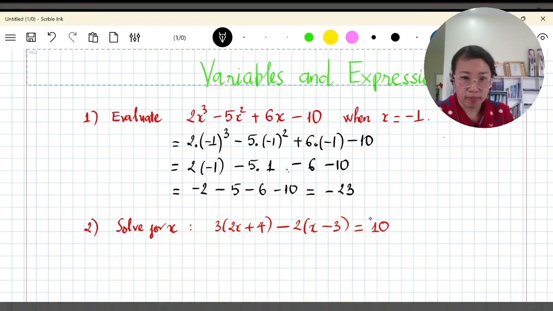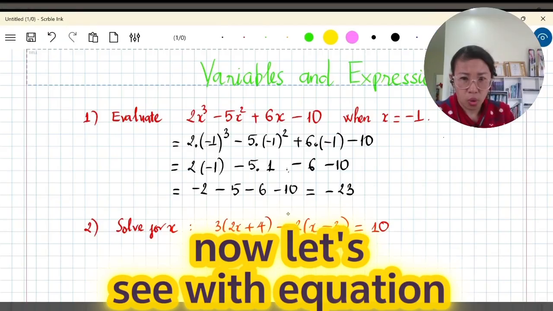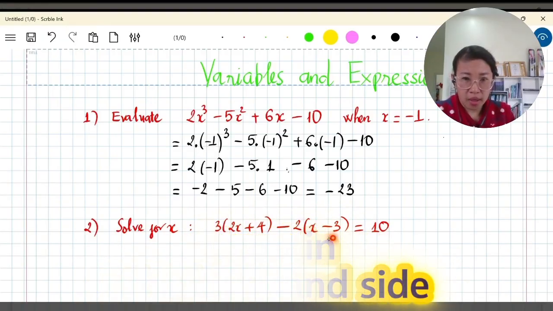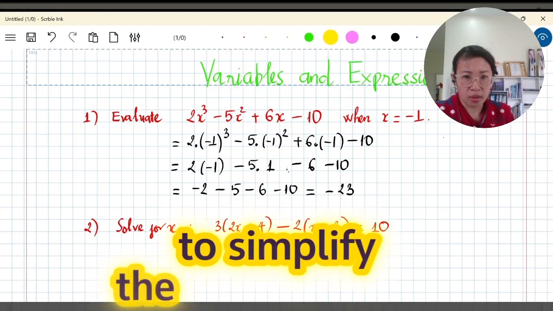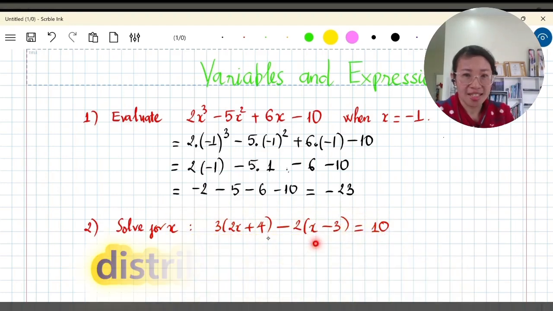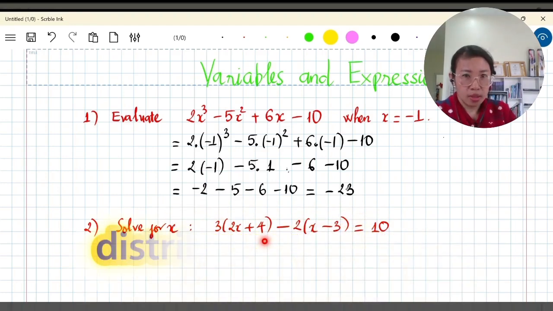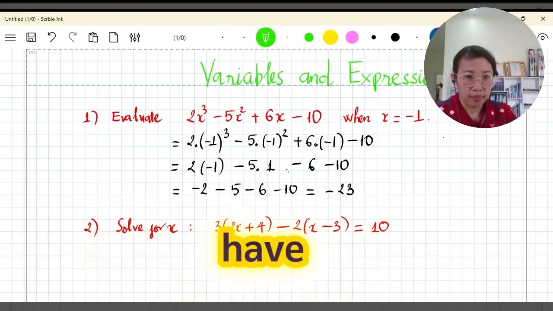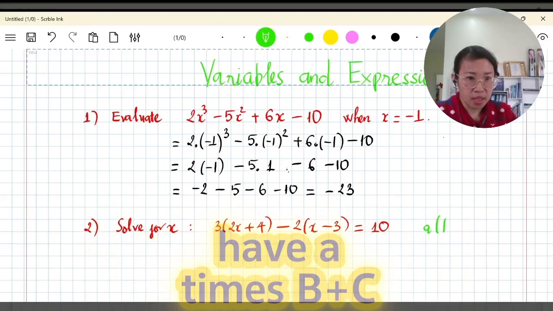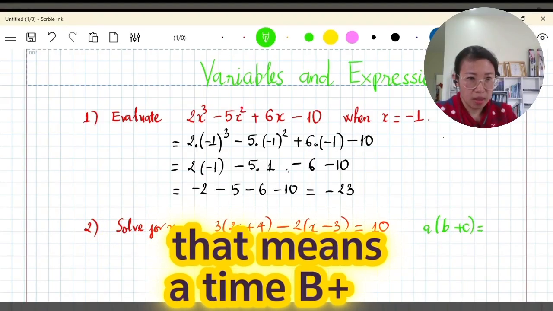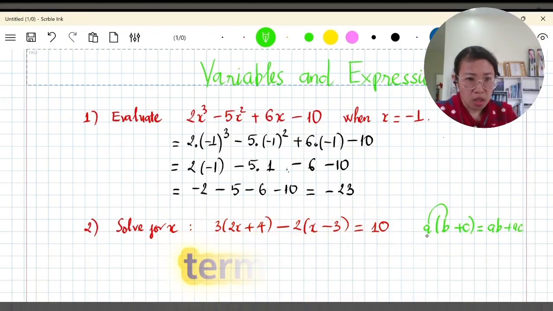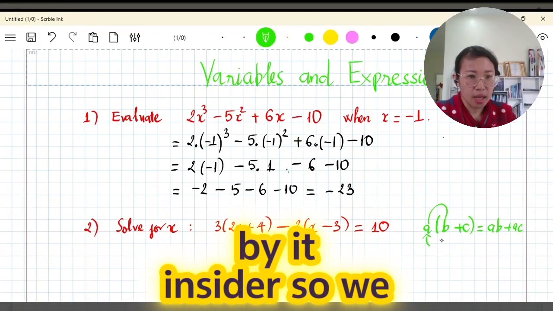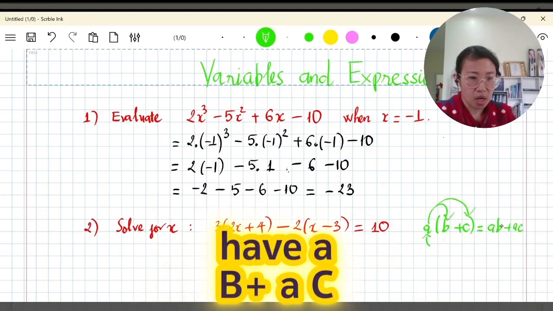So for x, now let's see what equation we have here. On the left hand side, to simplify, you must use the distributive property. The distributive property is: we have a times (b plus c). That means a times b plus a times c. You must multiply the outside term by each inside term. So we have ab plus ac.